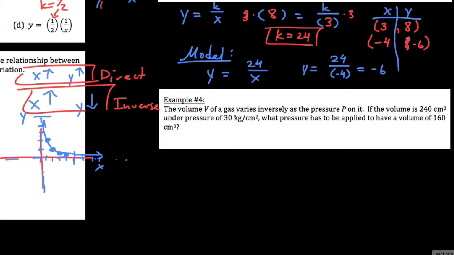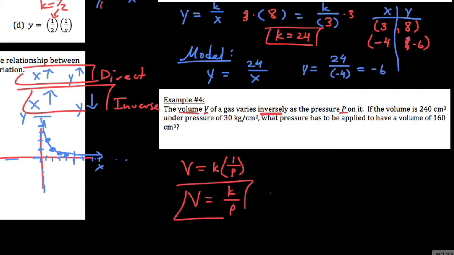This last example involves a word problem, but let's read this critically. It says the volume, so that's V, of a gas varies inversely, so there's a key word here, as the pressure P on it. I'm going to stop right here. Volume is inversely proportional to my pressure. That means they're on different levels, 1 over P, and there's a constant of variation K out front. I think it's easier to just write volume equals K over P and say, look, they're on different levels.